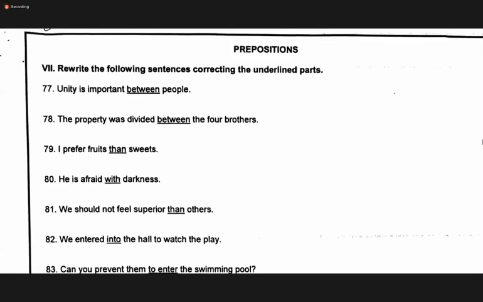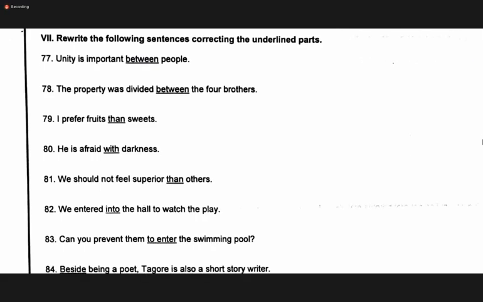Unity is important between people. Among. Yes, among people. Remember, when we refer to two, use between. For more than two, use among. So unity is important among people. Number 78. The property was divided between the four brothers. Among. Yes, here also among. The property was divided among the four brothers.